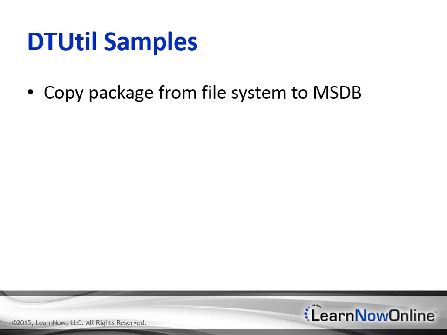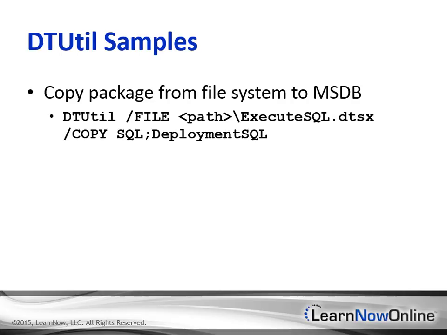Alright, so the first example instructs DTUtil to go to the file system and copy the specified package to the local MSDB system database. So it specifies the destination with the SQL string, SQL semicolon string, that precedes the new name, and it uses the copy parameter to do that. It's going to copy it from the file system, DTUtil /file. You have to provide the full path to the package. In this case, it's called execute_SQL.dtsx. And then the copy parameter specifies the location, and it'll be called deployment SQL within MSDB.